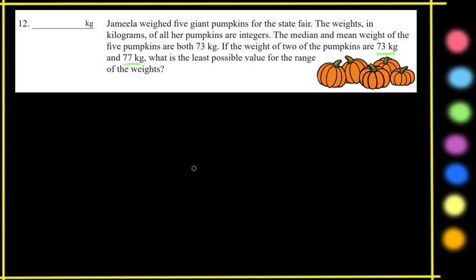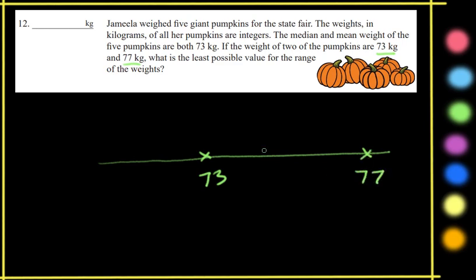All right, so we know we've got one pumpkin that is 73, right? So this one's 73. And let's draw a line here. We know we've got another one that's up here at 77. And we also know that our mean and our median, so I'll put a symbol, maybe a triangle for the mean because it's balancing about that point, and let's just put an asterisk for the median. These are both also 73. And it wants to know what's the least possible range of the weights.